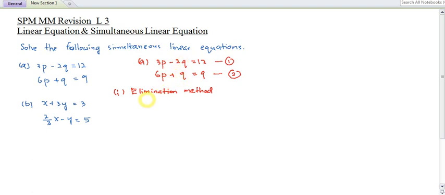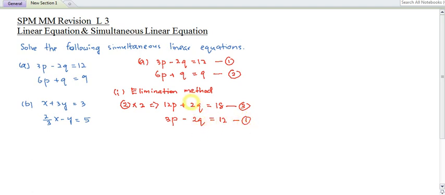Okay, so I think I'll take the second equation and multiply by 2. The second equation times 2. Why do I want to times 2? 6 times 2 becomes 12p plus 2q, and this is 18. This becomes the third equation. The first one I just copy: 3p minus 2q is equal to 12. This is the first equation.